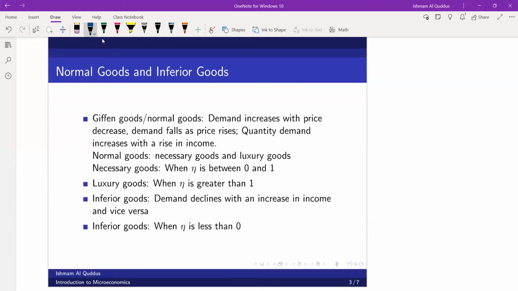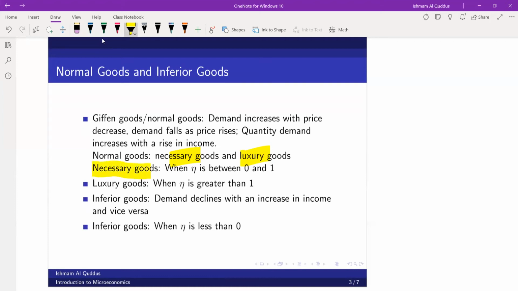These are the goods that we often use as examples in our discussions. The goods where, by the general law of demand, if price increases, the quantity demand will fall, and vice versa. And also, if there is a rise in income, the quantity demand increases. So those kinds of goods are normal goods. Now, these normal goods can be further categorized into necessary goods and luxury goods.